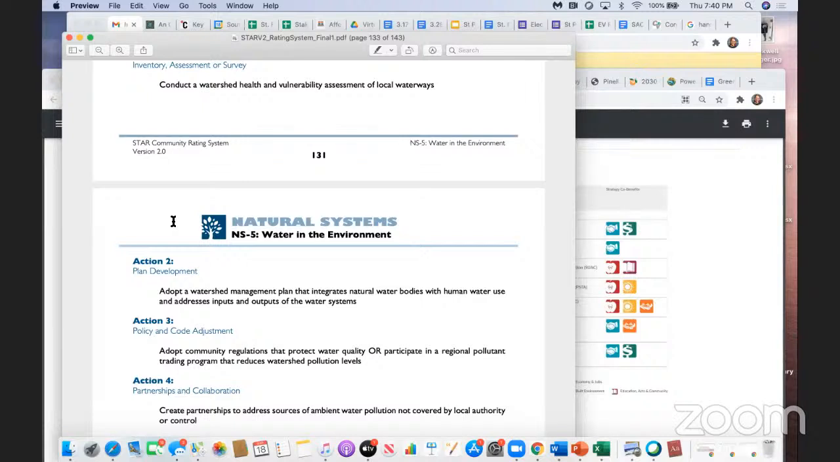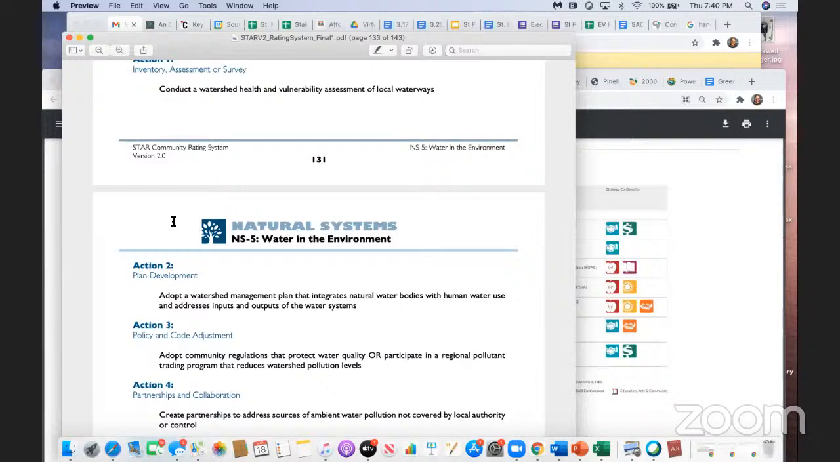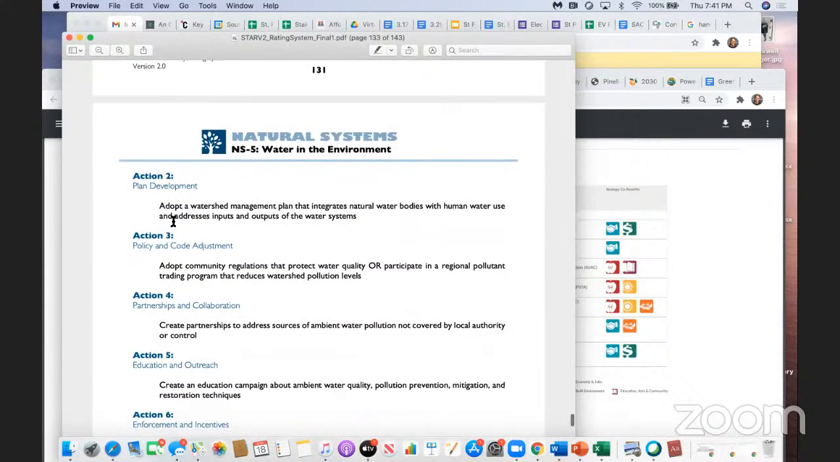Fairly certain that is being monitored by the county as well, is it not? Yes, actually by the FDEP and the Southwest Florida Water Management District, so both state agencies. So something to consider, maybe sidebarring that item. Number 2, adopt a watershed management plan that integrates natural water bodies with human use and addresses inputs and outputs of the water system. Again, I'm not sure what already exists in terms of a watershed management plan, but I'm fairly certain that Swift Mud has something to that effect, correct? Yes.